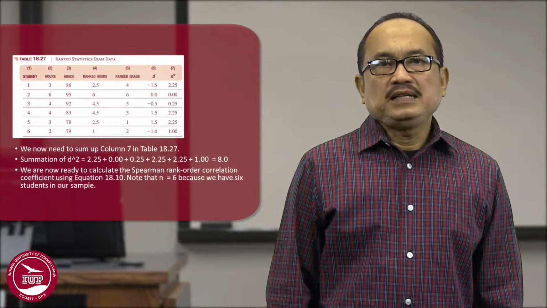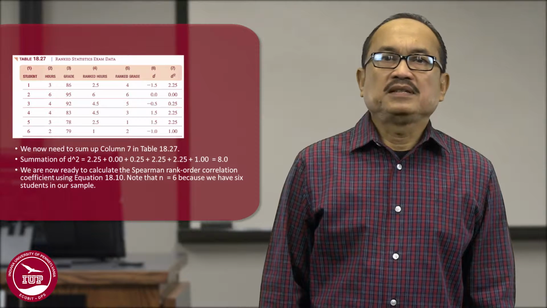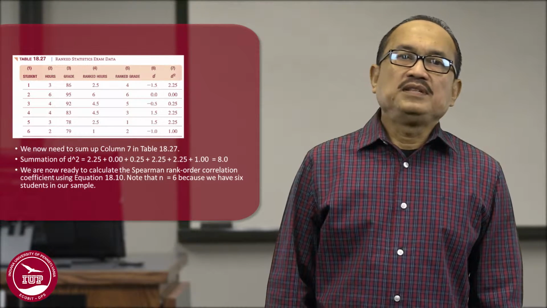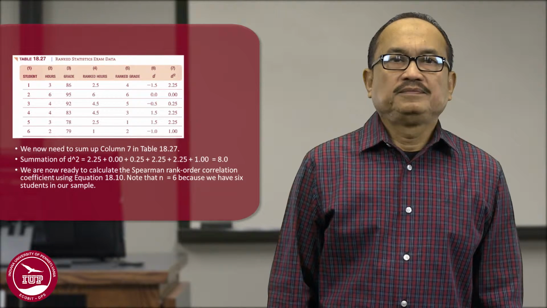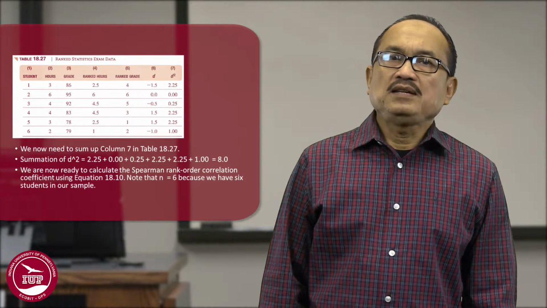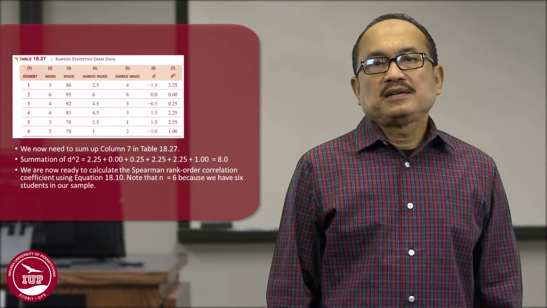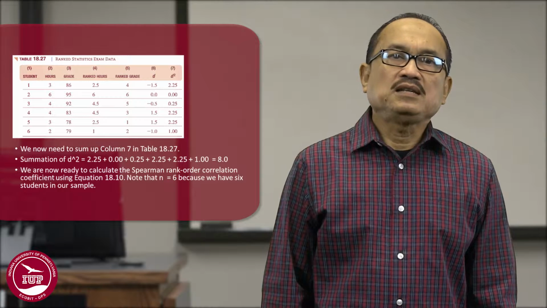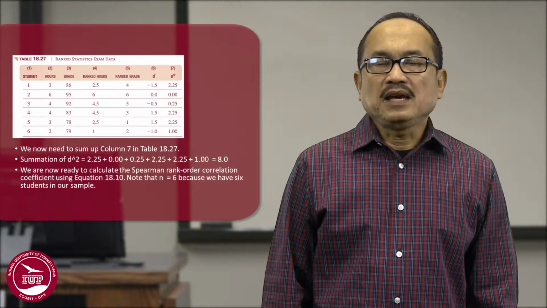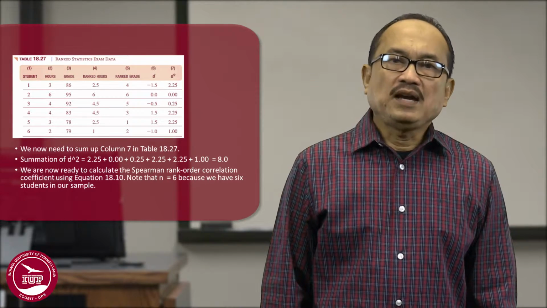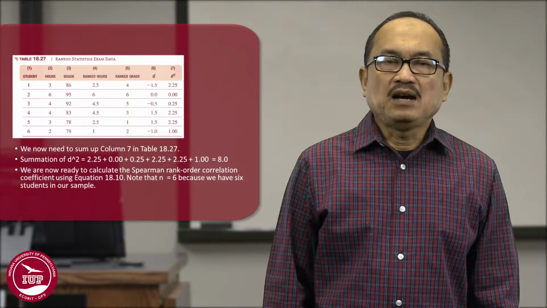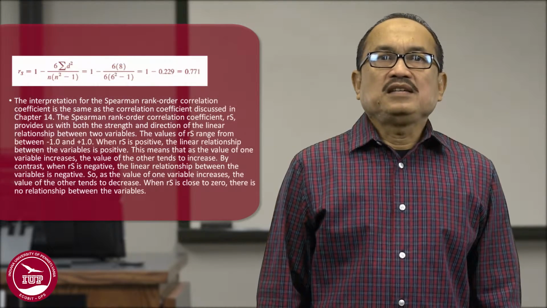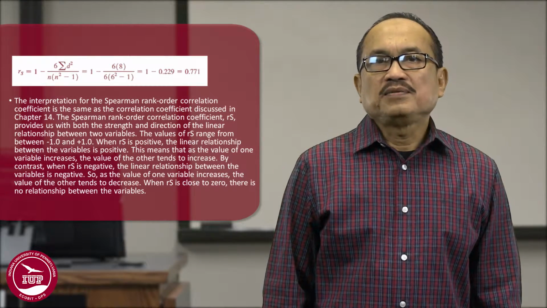We now need to sum up column 7 in table 18.27. The summation of d squared equals 8. We are now ready to calculate the Spearman rank order correlation coefficient using equation 18.10. Note that n equals 6 because we have 6 students in our sample. rs is equal to 0.771.